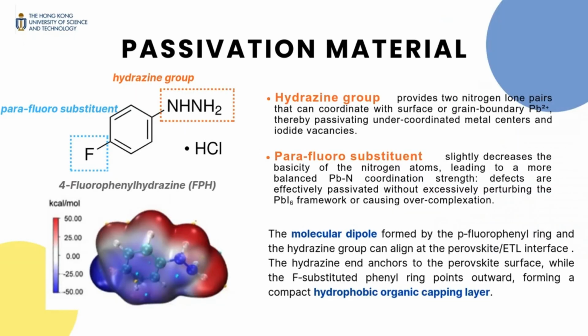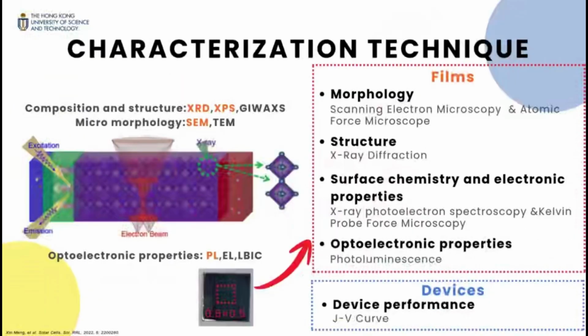This molecule has two key functional units, a hydrogen group and a perfluoro substituent. The molecular dipole formed by the p-fluorophenyl ring and the hydrogen group can align at the perovskite interface. The hydrogen end anchors to the perovskite surface, while the F-substituted phenyl ring points outward, forming a compact hydrophobic organic capping layer. To understand how this treatment works, we combined several complementary characterizations.